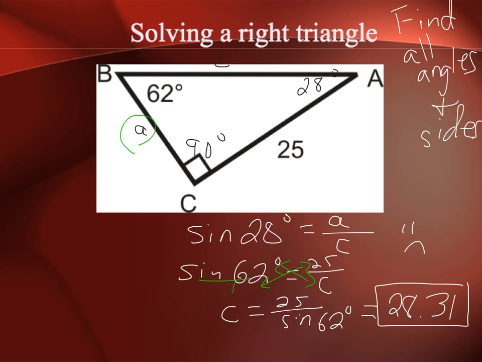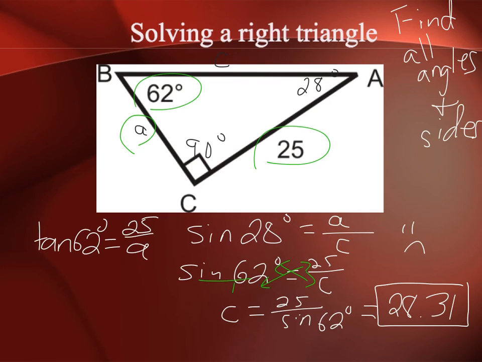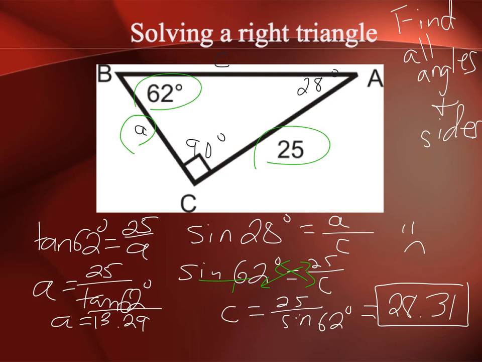We have A that we need. We have this angle. We have this side. Let's just go ahead and do the tangent. We've got tangent of 62 degrees equals 25 over A. Solving again, we have A equals 25 over tangent of 62 degrees. That looks like tan, sorry about that. A is equal to 13.29. And there you have it. At this point, we have found all three angles and all three sides.